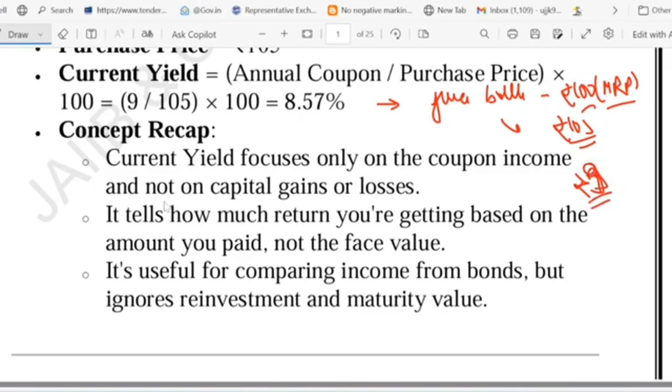but your cost is higher. So your return is a bit lower than expected. You expected 9% return, but since you paid more, your return will be 8.57%, which is lower than the expected return. So that is what current yield is all about.